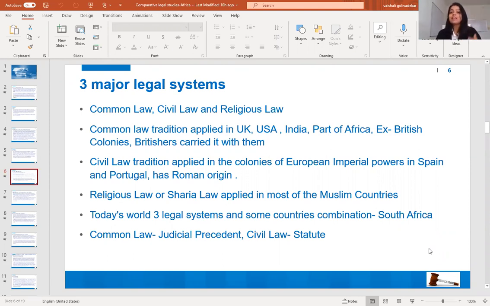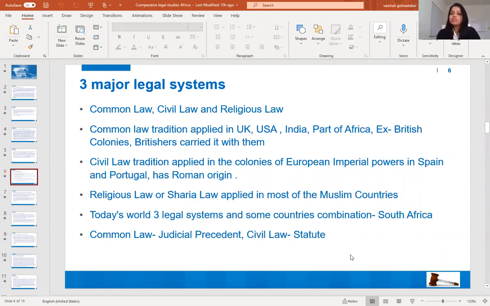The common law system is still followed in the US, UK, parts of Africa, India, and ex-British colonies. Civil law is followed in European imperial powers like Spain and Portugal, and it has a Roman origin, so it is still followed in Germany, France, and other European countries. And then religious law in most of the Muslim countries. So that's the basic thing. In South Africa, there is a combination.